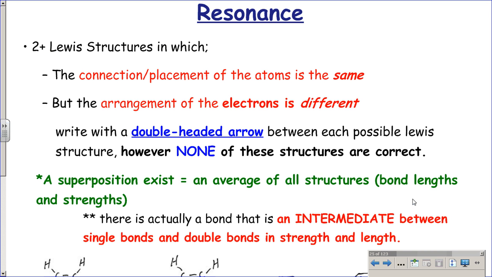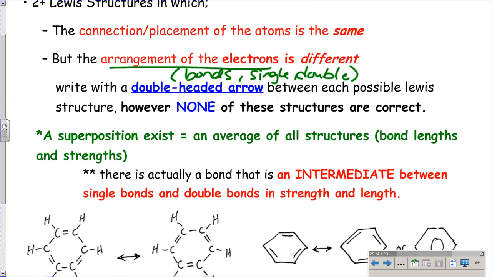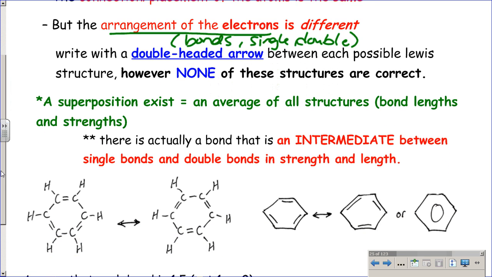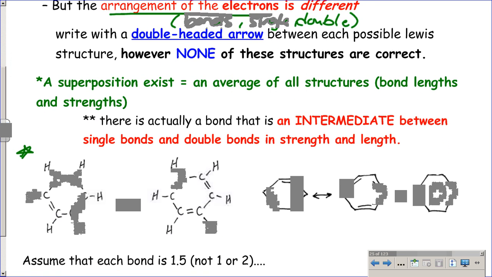So you have two Lewis structures in which the placement of the atoms is exactly the same. You don't get to move atoms around. Essentially what you're doing is changing the arrangement of the electrons, aka the bonds being single or double, and usually not triple. It's usually just single and double. So between the two valid Lewis structures, you draw a double-headed arrow. For example, I'm going to scroll down a little bit, like you see down here. The double-headed arrow represents that these two things are resonant structures, meaning they're equally likely.